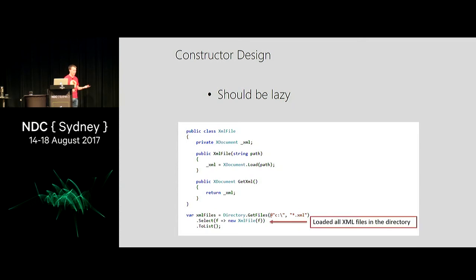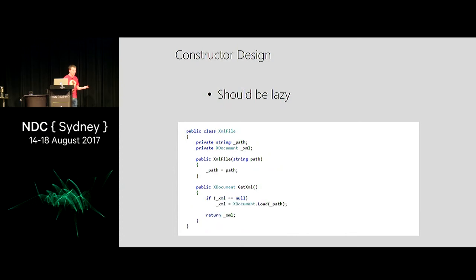So the way to fix that is we change it so that we load when we need it. We defer the work until we actually need to do it. Our constructor is now just initializing the path, and when we call .getXML, we actually use the path to load the XML document, and we just cache it so that we don't need to load it multiple times.